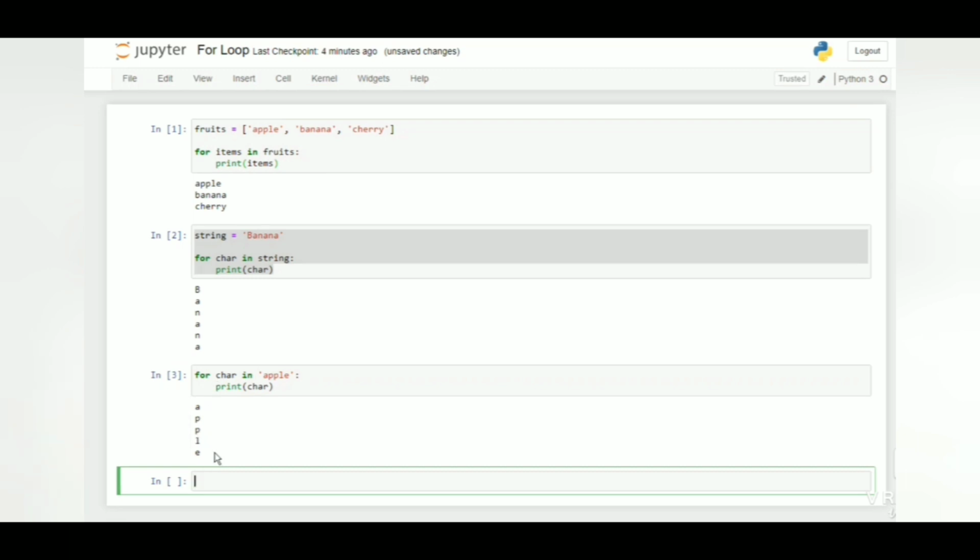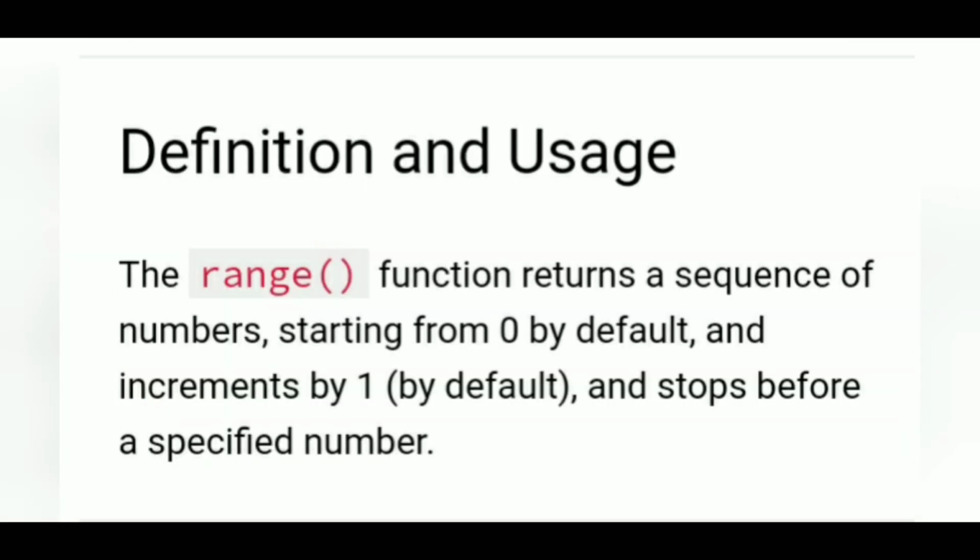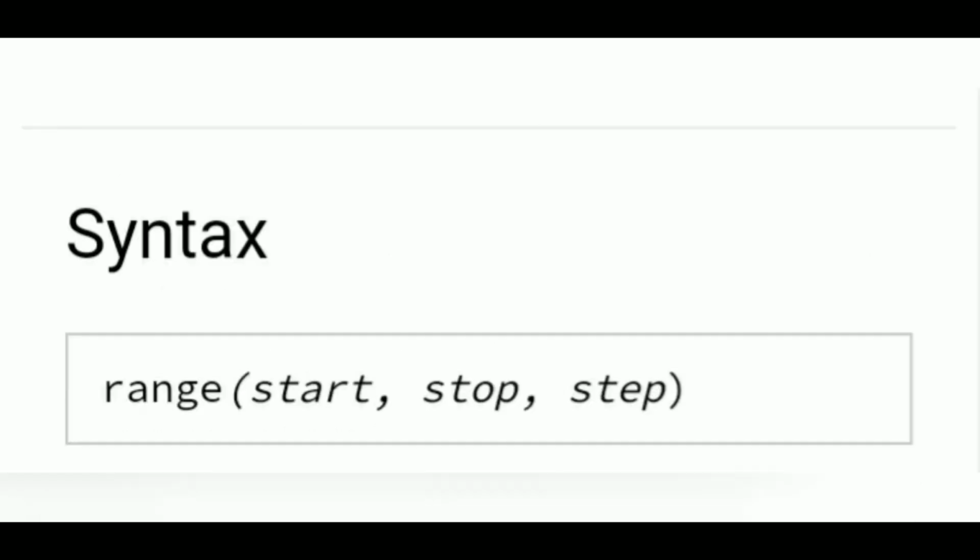Instead of banana, I put apple. Now we see the range function. A range function returns a sequence of numbers, starting from 0 by default, incrementing by 1, and stopping before a specified number. The syntax for the range function is start number, stop number and step.